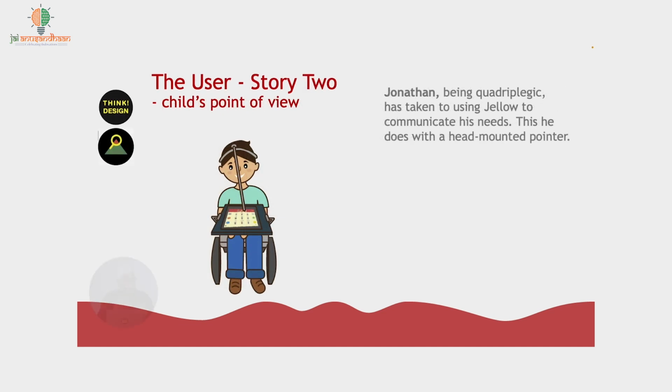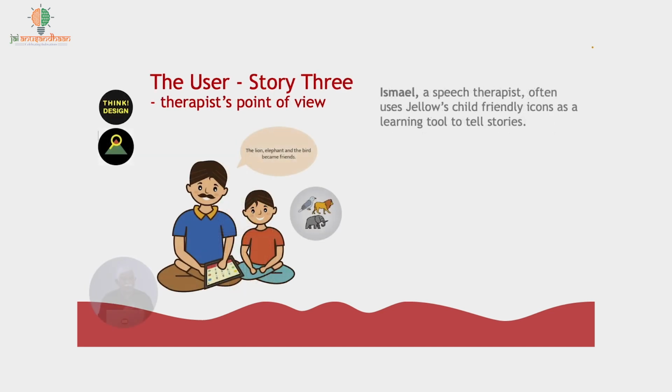Here, Jonathan, for example, has found Jellow very useful. He's a quadriplegic, so he uses a head-mounted pointing device to operate Jellow. Ismail here is a speech therapist, and he finds the library of icons within Jellow very, very useful. So he uses them to construct sentences for stories for his children.